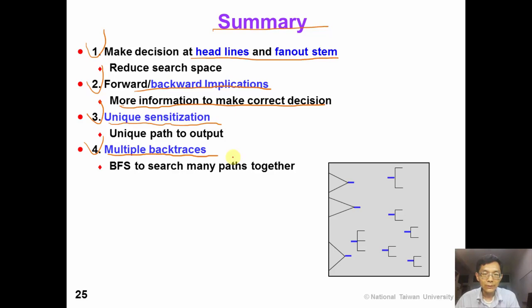So if you think the FAN algorithm is pretty complicated, please don't be frustrated. Since ATPG is an NP-complete problem, the algorithm to speed up ATPG is of course very complicated.